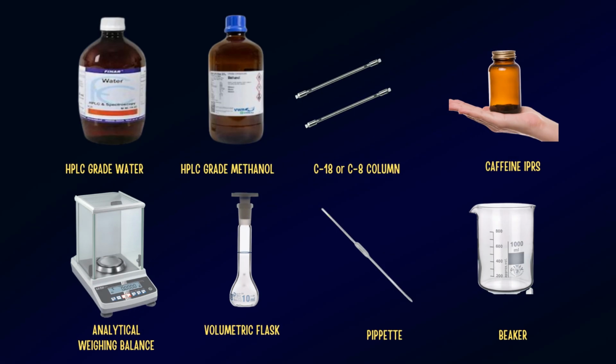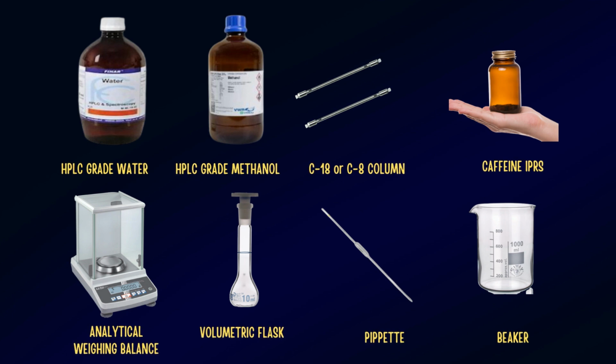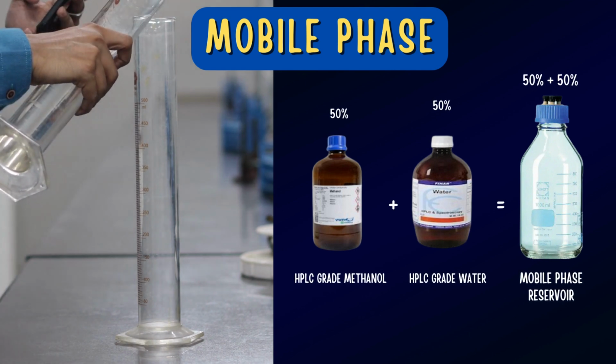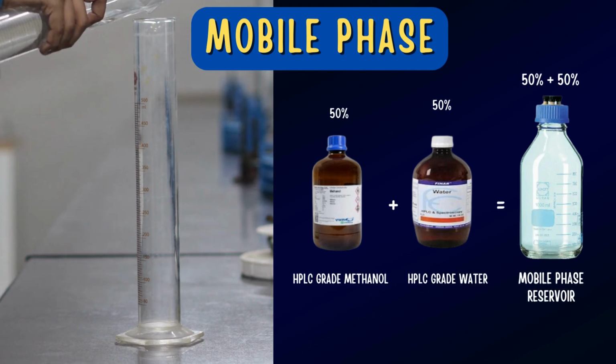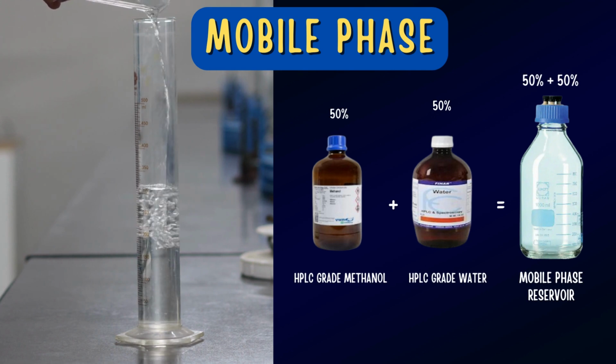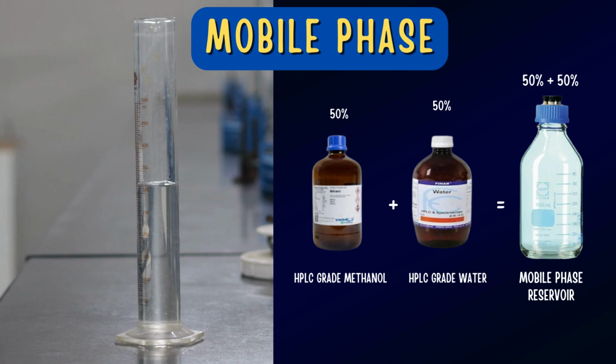To perform detector linearity, we require HPLC grade water, HPLC grade methanol, C18 or C8 column, caffeine standard, analytical weighing balance, and glassware such as volumetric flask, pipette, and beaker for dilution. First, prepare mobile phase same as injector linearity, that is, by mixing equal volume of HPLC grade methanol and water in a ratio of 50:50 volume by volume and degas for few minutes to remove air bubbles from the mobile phase.